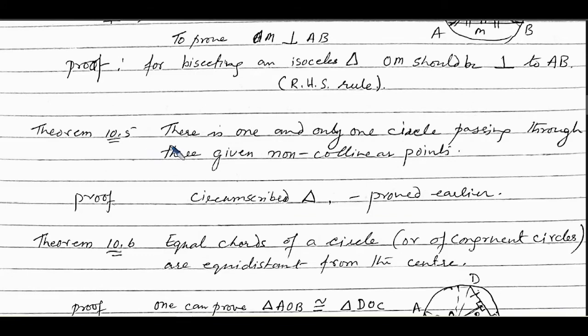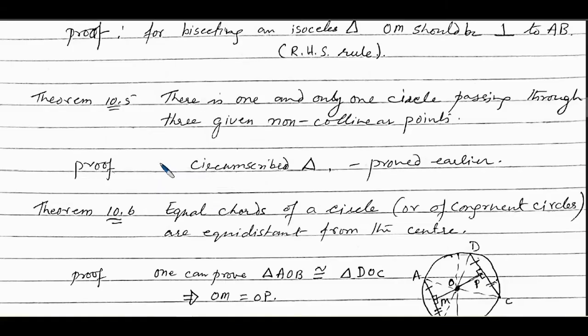Theorem 10.5: there is one and only one circle passing through three given non-collinear points. Non-collinear points means a triangle. Collinear means a straight line. If they are collinear, the three points lie on a straight line. But if they are non-collinear, they will form a triangle. There are 3 points, and a triangle requires 3. So we have proved earlier that any triangle can be circumscribed.